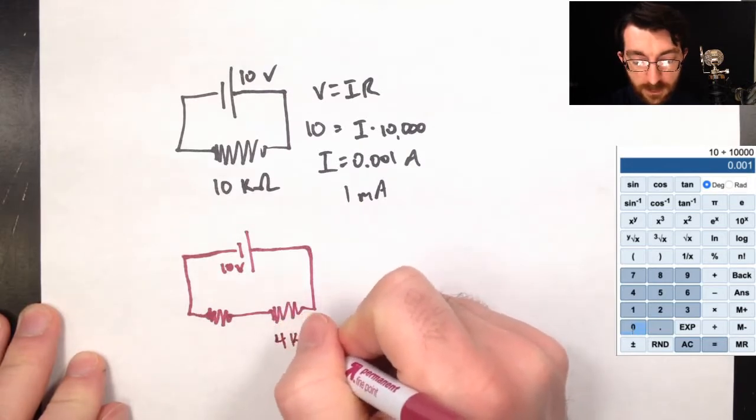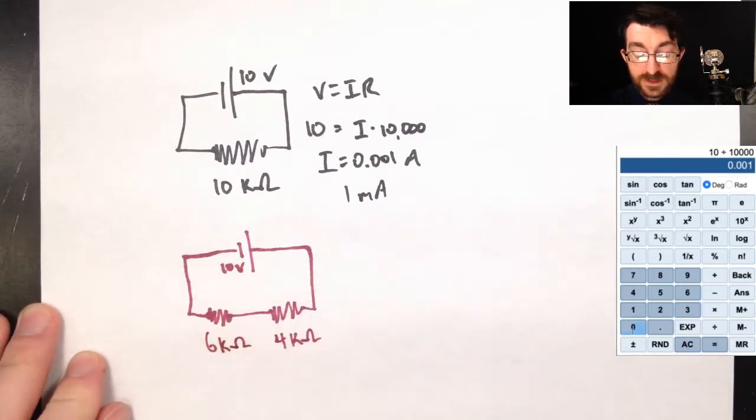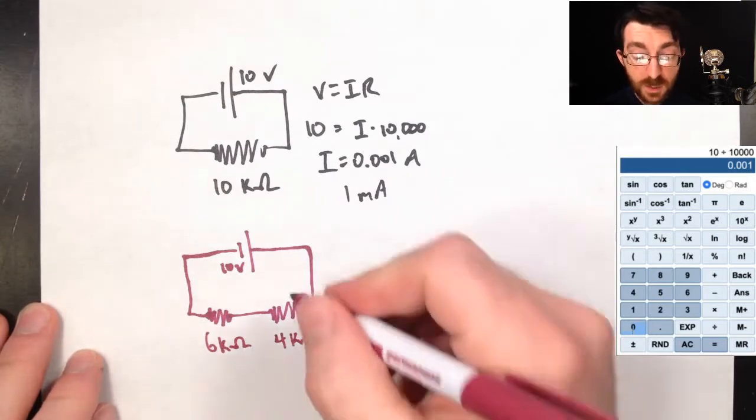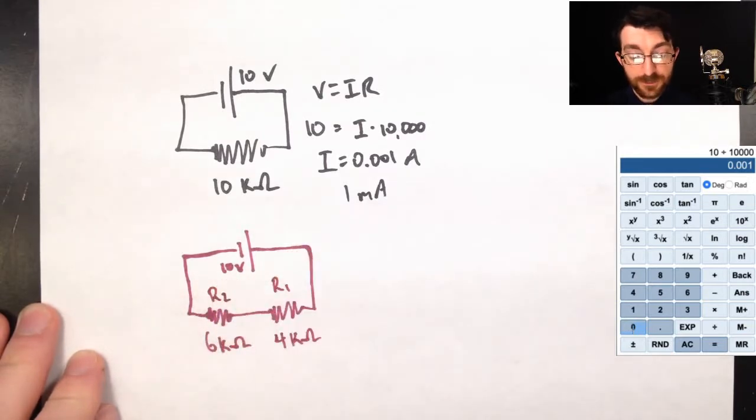So 4 kiloohms here, 6 kiloohms there. Now, you'd recognize those as being in series. They should add up to be the same. However, now that we have two resistors, we should actually be able to calculate the individual voltages across each one. So resistor 1, resistor 2.